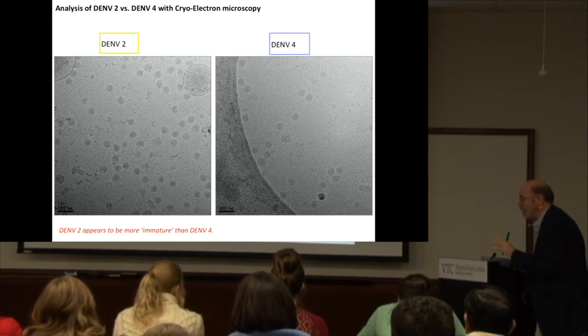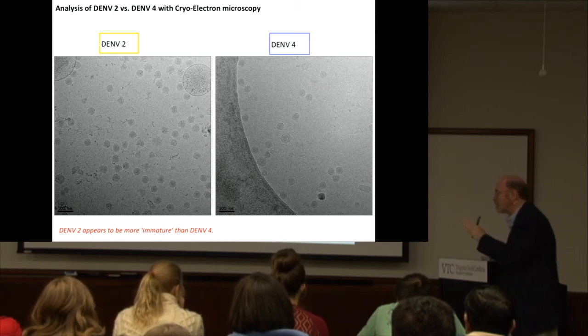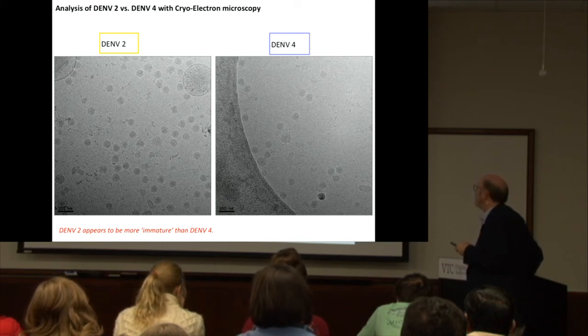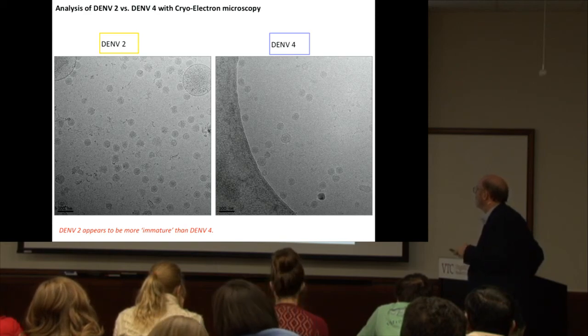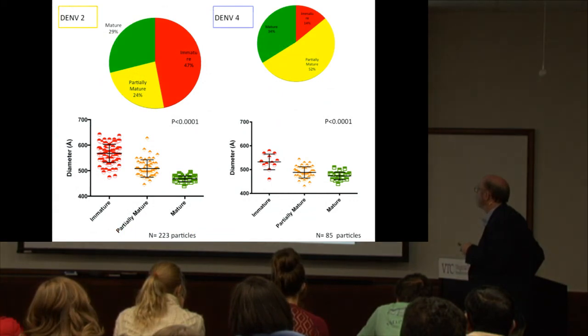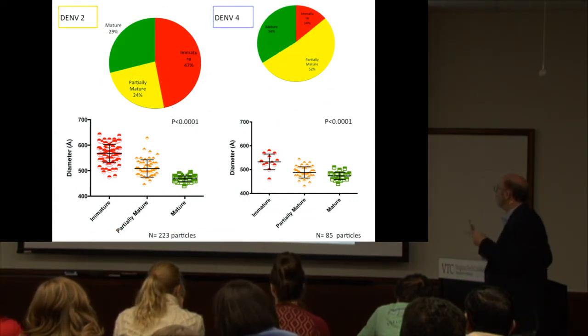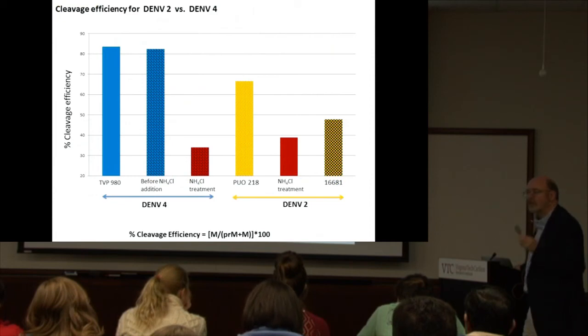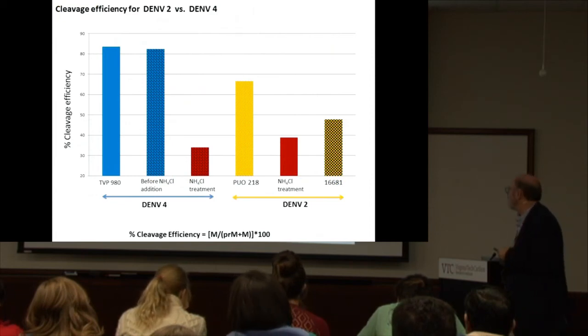So there's just a comparison between dengue 2 and dengue 4. I'll just say, not revealing any trade secrets or anything like that, but dengue 2 is the component of the Sanofi vaccine that is not very good, okay? So this is just an analysis of dengue 2 versus dengue 4. Dengue 4 particles are much more homogeneous. You can look at the distribution of these. This is the cryo-EM analysis. We've counted particles and compared them based on their morphologies. We've also done mass spectrometry analysis on them.